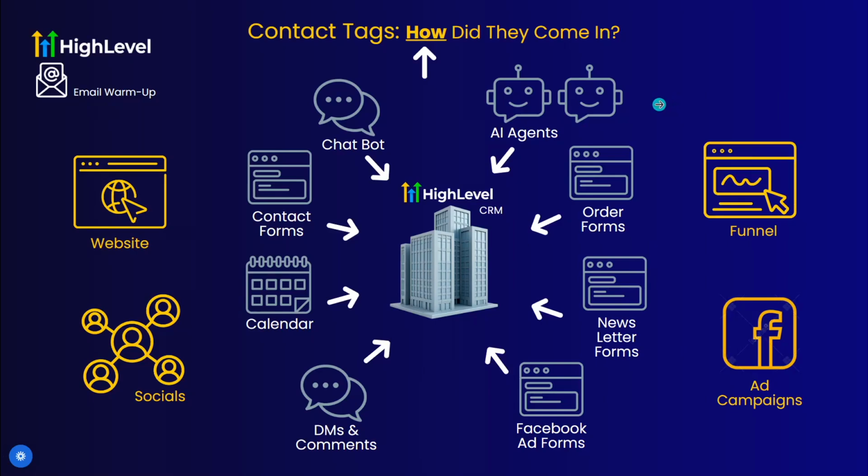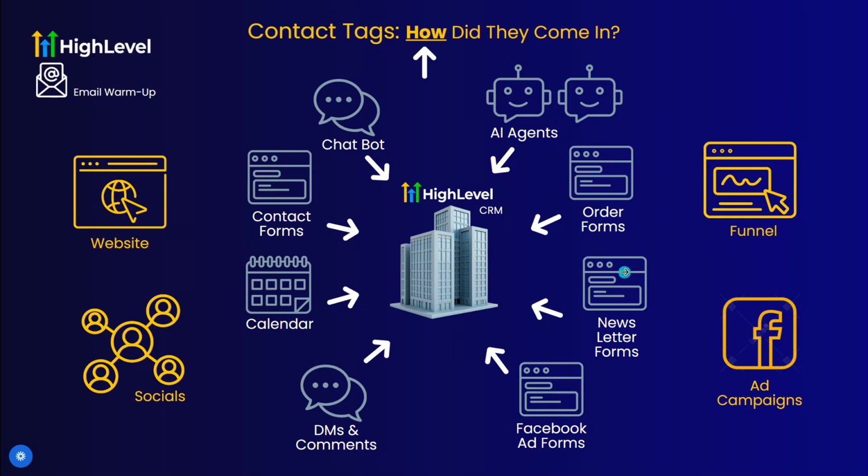The reason high level is so powerful is that it has so many ways for a contact to come into your CRM. The website alone has a minimum of 3 ways. They can come in through a chatbot, they can come in through a contact form, they can come in through a calendar booking. You've got your socials and all the ways that they come in through DMs and comments. You've got your funnels with your order forms where your contacts come in as clients.